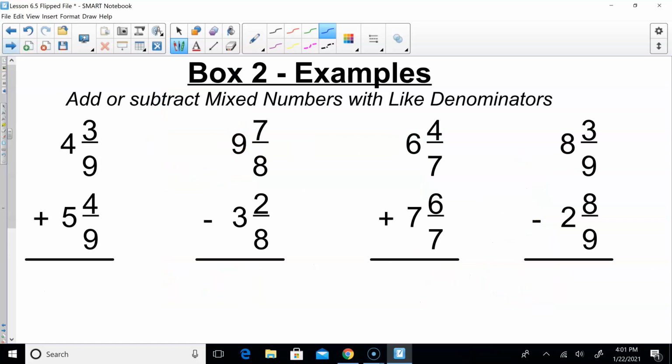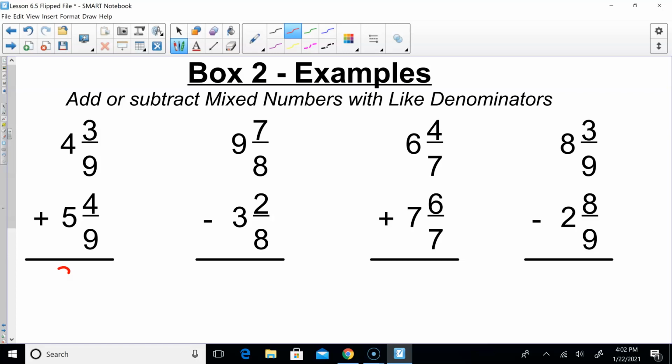And now we're going right into it. We're going to add and subtract mixed numbers with like denominators. I'm going to throw out a couple of different strategies to help you out. With the first one, if you see an addition problem, I like to do two parts. One, I first add the whole numbers.